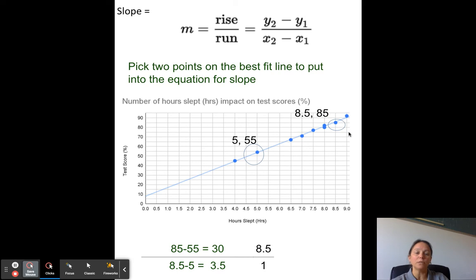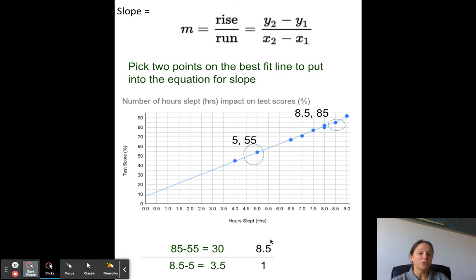So here are my 2 data points. And if you notice, I put them into the equation of the line. So I have y2 minus y1, so 85 minus 55 equals 30. And then my x2, which is 8.5, minus my x1, which is 5, so 8.5 minus 5 equals 3.5.